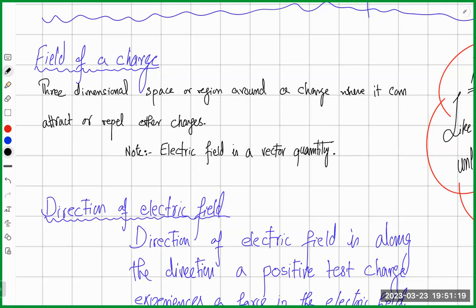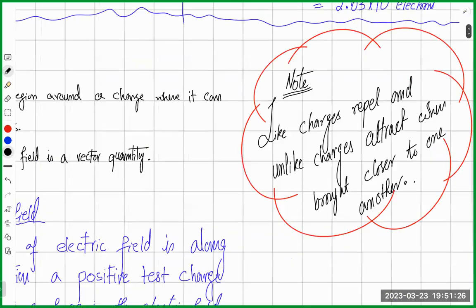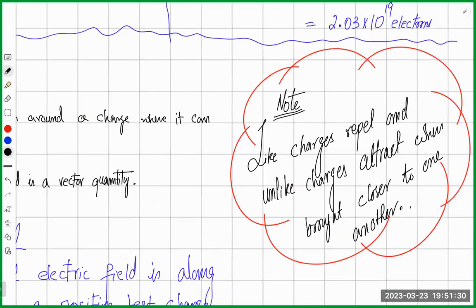There are only two types of charges, positive and negative. So the rule is that like charges will repel one another, and unlike charges will attract one another. So positive will attract negative, and positive will repel positive, negative will repel negative. Like charges will repel, unlike charges will attract.